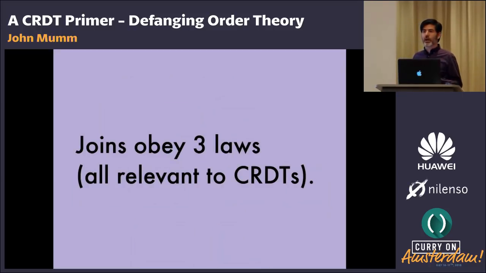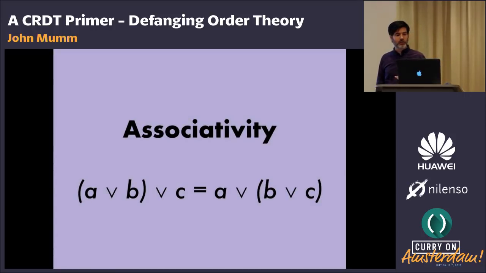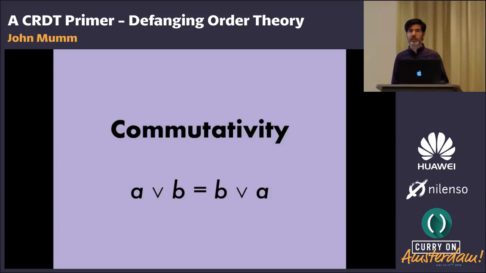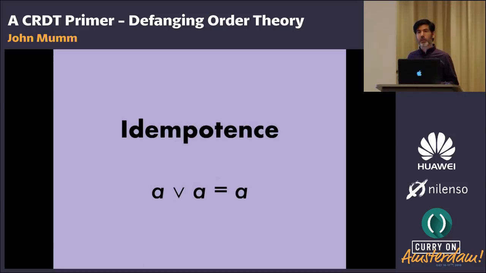Joins obey three laws that are all relevant to CRDTs. First, they obey associativity. This means it doesn't matter what order you take the joins in, you're going to end up with the same answer. They also obey commutativity, which means that no matter how we write this join, we're going to end up with the same answer. Finally, they obey idempotence. And this means that we can join the same element with itself over and over again, and we're never going to move from that element, as we saw with 3 and as we saw with New York City in that other example.